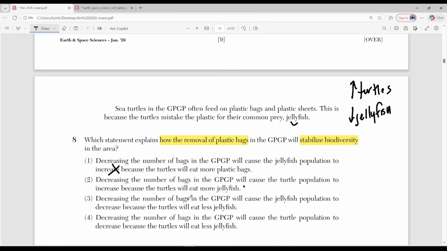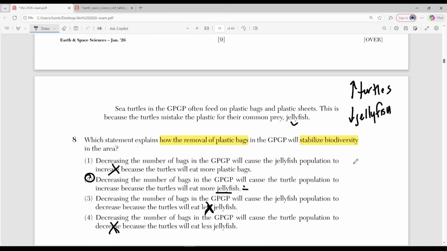It's because the turtles won't die from the plastic bag. Decreasing the number of bags will cause the jellyfish population to decrease because the turtles will eat less jellyfish. No. Decreasing the number of bags will cause the turtle population to decrease. I mean, okay, this is really poorly worded, but 8 is 2. Decreasing the number will cause the turtle population to increase because the turtles will eat more jellyfish. Yeah, sure. I guess that's fine.